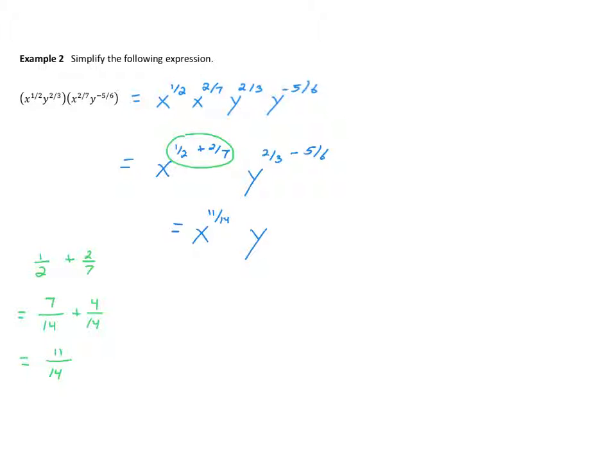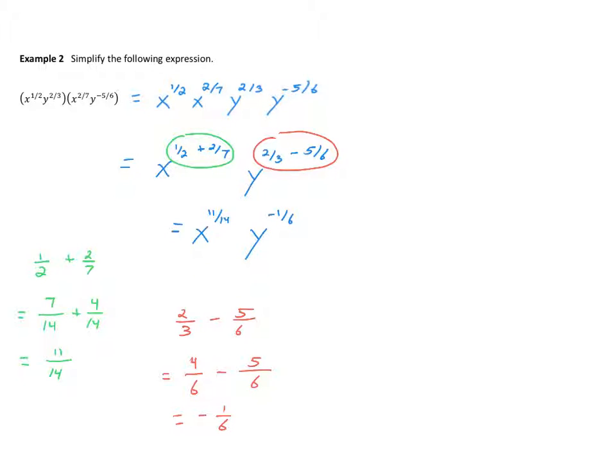I want to do the same thing with the y's, where here I have 2/3 minus 5/6. I need a common denominator in order to subtract these two fractions, and my common denominator is going to be 6. I do not have to do anything to the second fraction, but I do have to multiply the first fraction by 2. So this is really 4/6 minus 5/6, and that's negative 1/6. That goes here.